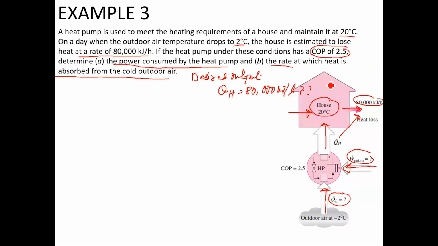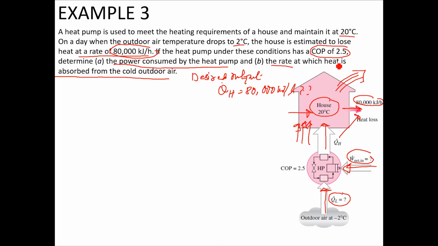Look, the reason is your house is at 20 degrees centigrade, and on a day it starts losing heat at 80,000 kilojoules per hour. This is the rate at which the house is losing heat. Heat is moving out of the house at this rate. Now, in order to keep the house at 20 degrees centigrade, you have to supply the heat at the same rate so that the temperature of the house is maintained at 20 degrees centigrade.